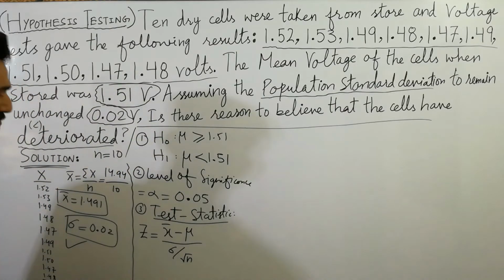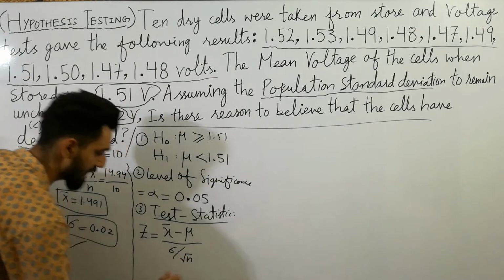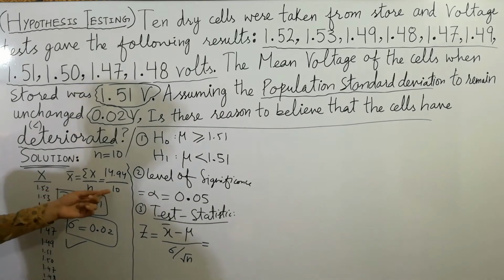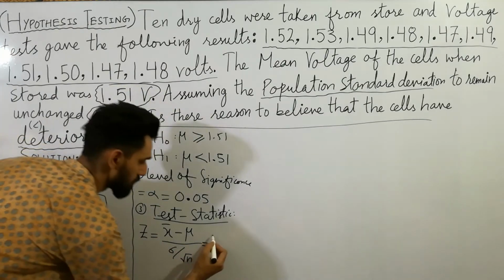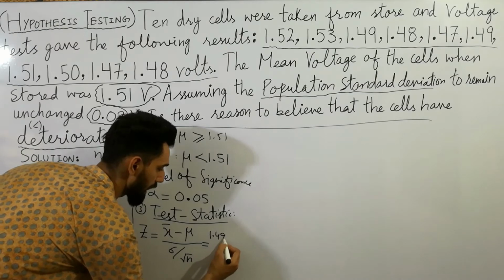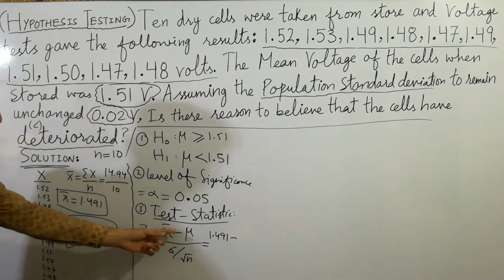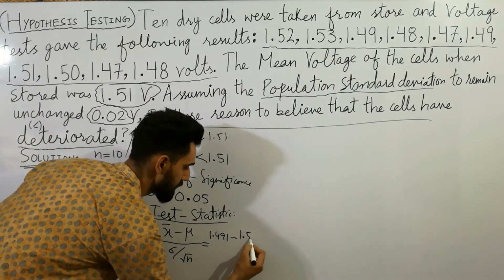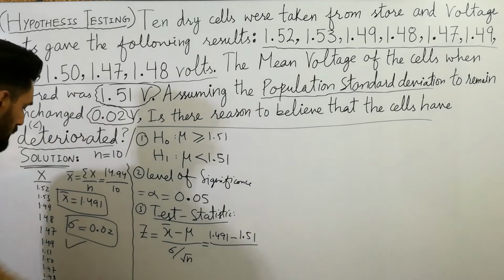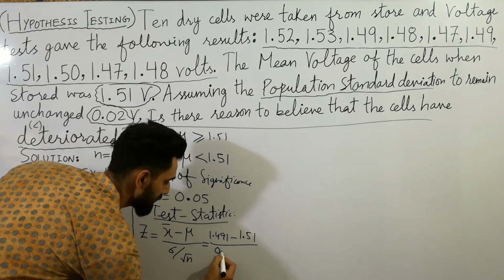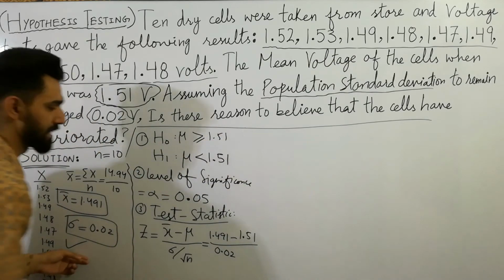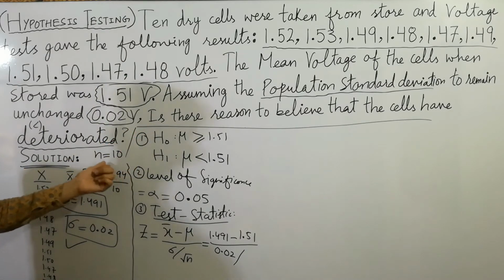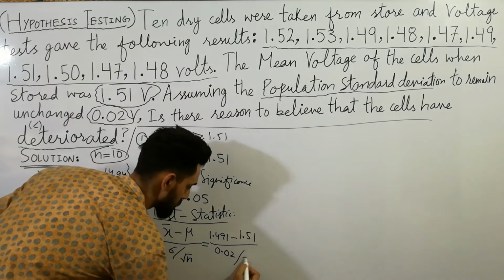So this formula is used for the first case because sigma is given. You can easily calculate the value of z by putting the values here. X bar value is 1.491 minus mu, which is the population mean, 1.51, divided by sigma, which is 0.02, divided by square root of n. N is 10, so we get square root of 10.